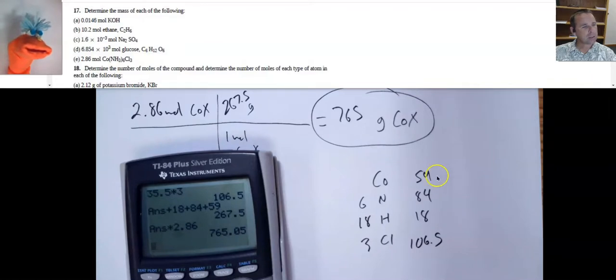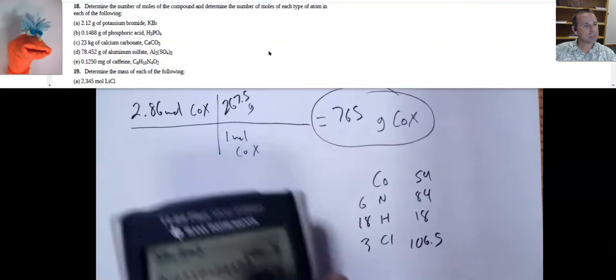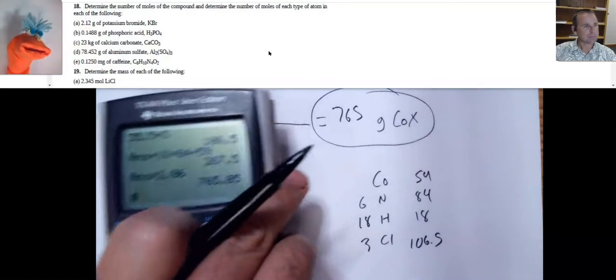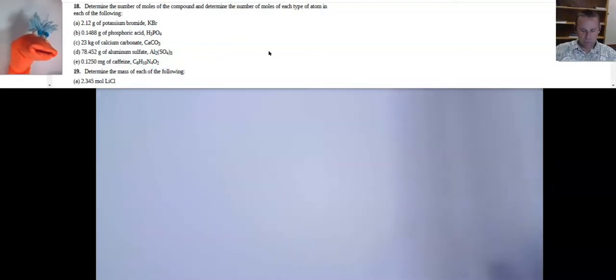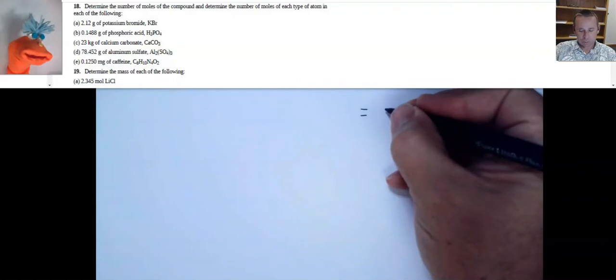All right, good. Number 18. Determine the moles of the compound and determine the moles of each type of atom in the following. Fun, fun, fun. 2.12 grams of potassium bromide. Molar mass of potassium bromide, right? Yep. Molar mass of potassium bromide is? The molar mass of potassium bromide is 119 grams per mole.